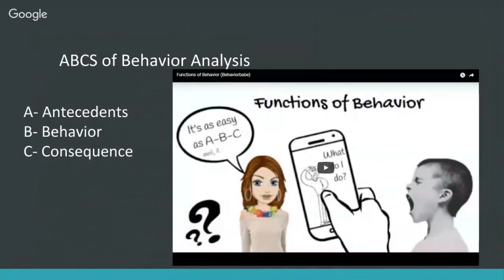In behavior analysis, we have this thing called the ABCs that we always look for. The ABCs stand for A is antecedent, B is behavior, C is consequence. We're going to watch this video to learn more about what the ABCs mean.